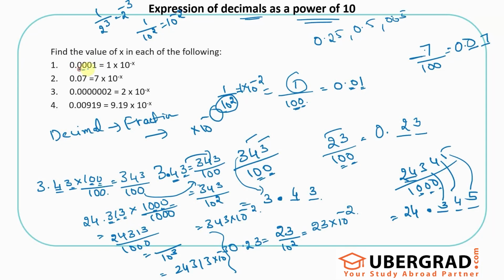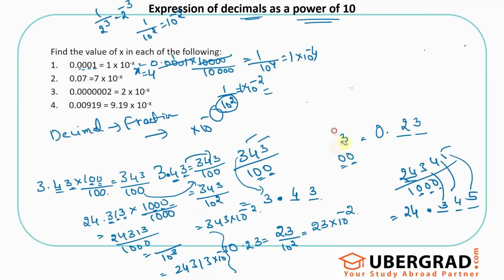0.0001. There are 1, 2, 3 and 4 decimal places. So that can be written as 0.0001 into 1, 2, 3, 4 zeros. That's 10,000. Multiply with 10,000 so that I can cancel this and I can get this one, right? 0.0001 into 10,000 by 10,000 will be 1 by 10,000, which is 10 power 4. That will make it 1 into 10 power minus 4. So what is the value of x? x is 4. Right, 1 into 10 power minus x, 1 into 10 power minus 4, so x is 4.